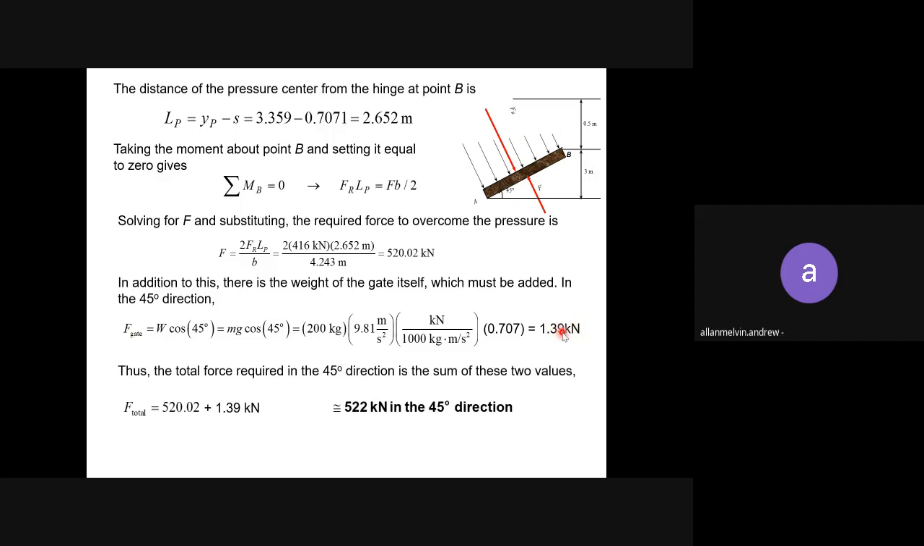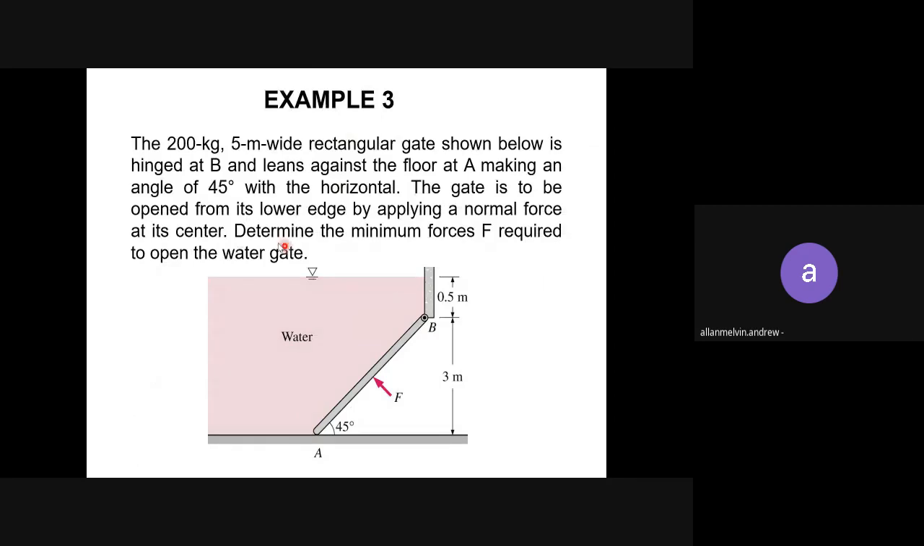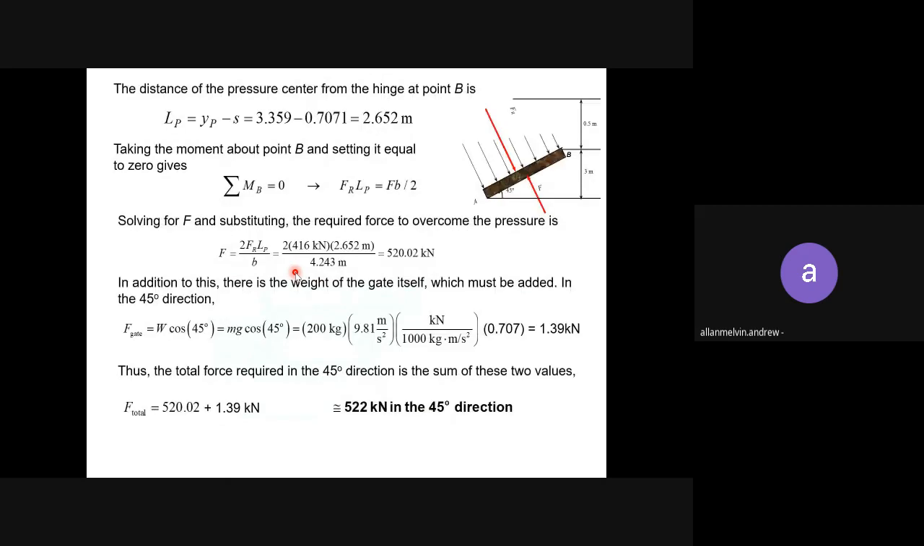Okay, so this also needs to be added. So the F total, so F plus 1.39 kilonewton, so you get 522 kilonewton in 45. So because the question is asking, determine the minimum force F required to open the water gate. So you need to supply 5.22 kilonewton. From here 5.22 kilonewton, direction 45. This is 45. You apply, then this water gate will open. So this water gate will be open.